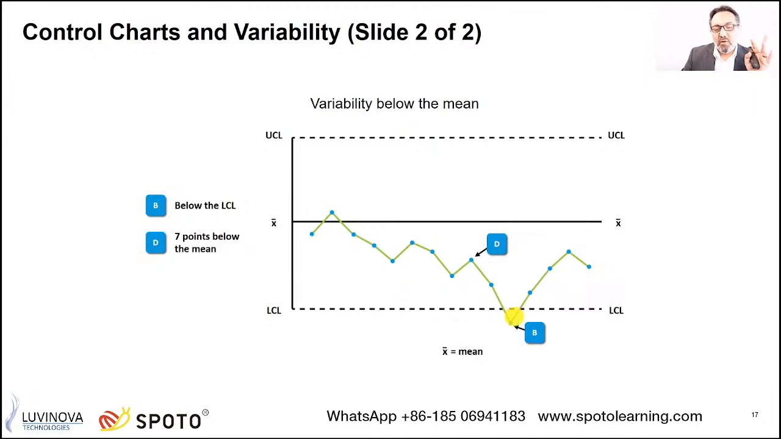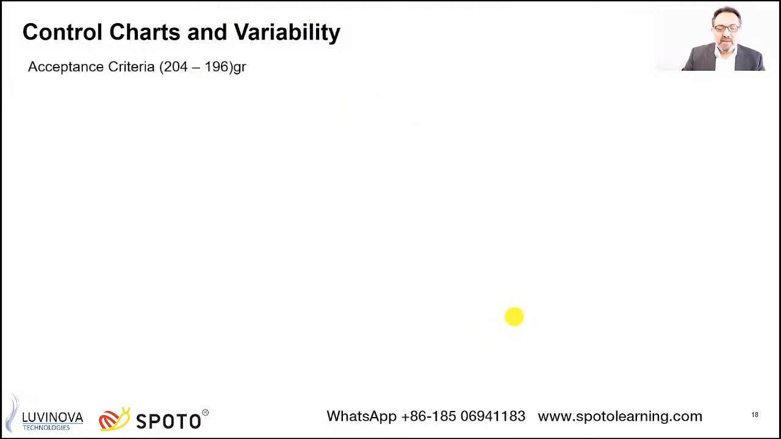So the main idea of this control chart is to see whether our business process is good or not, acceptable or not. Is it accepted or not? This is the main area. So let's have an example, just to see the link between the tolerance and the control chart.